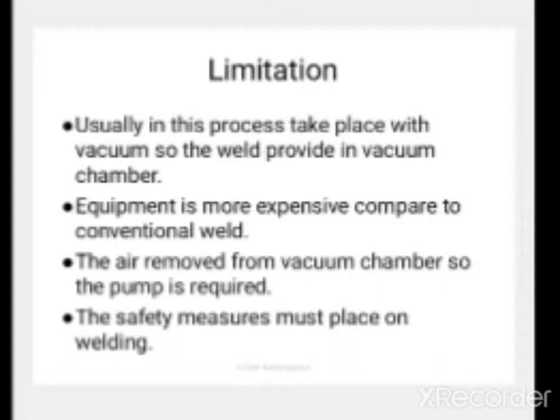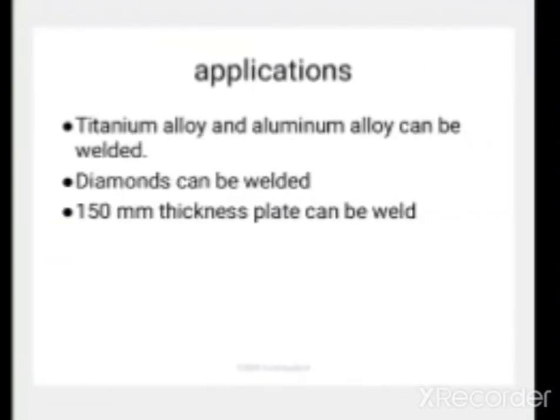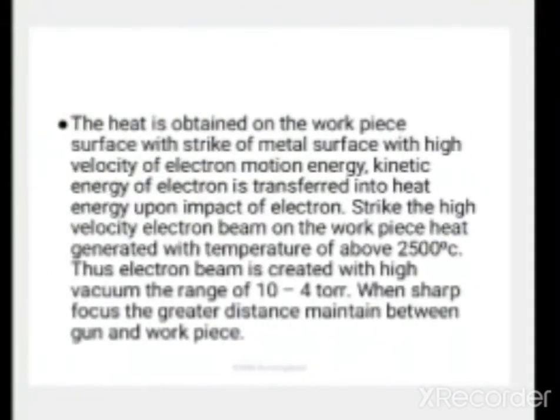Limitations: usually this process takes place in vacuum, so welding is performed in a vacuum chamber. Equipment is more expensive compared to conventional welding. The air is removed from the vacuum chamber, so a pump is required, which increases the cost. Safety measures must be in place during welding. Applications: titanium alloy and aluminum alloy can be welded, diamonds can be welded, and plates of 150 mm thickness can be welded with this type of electron beam welding machine.